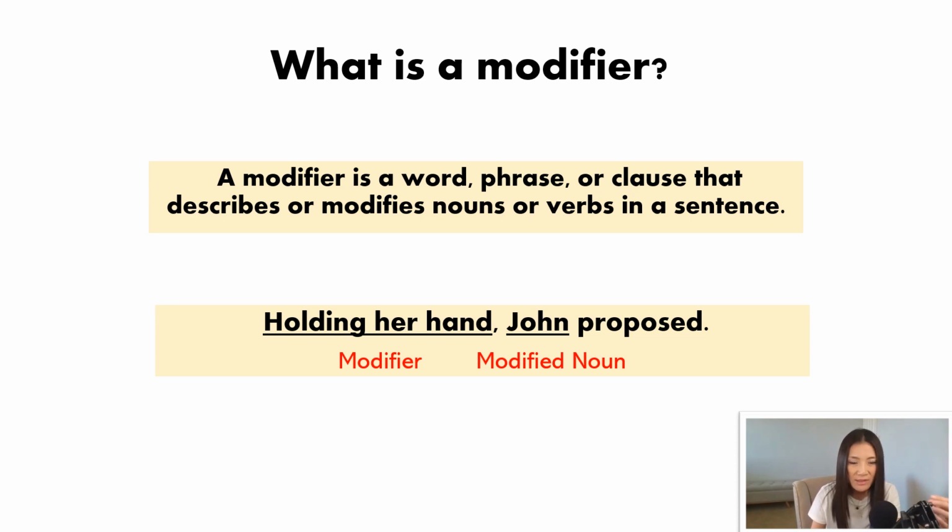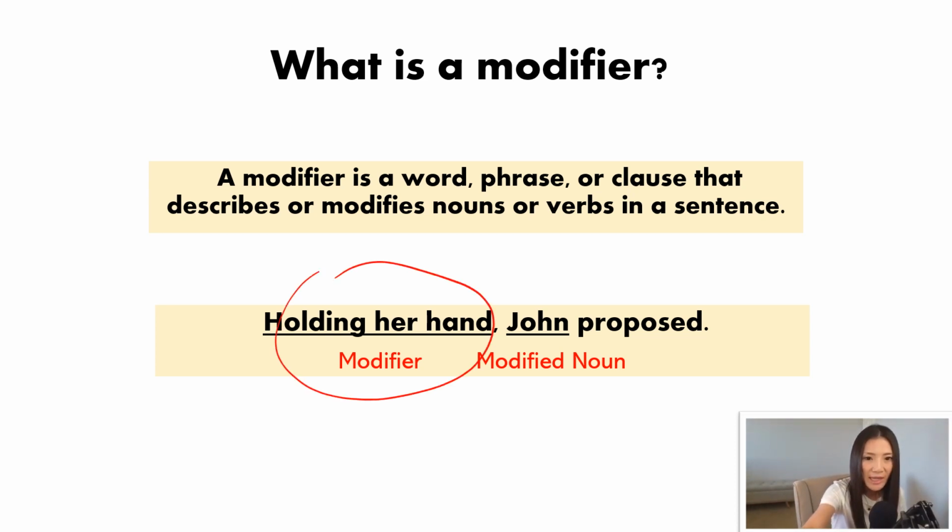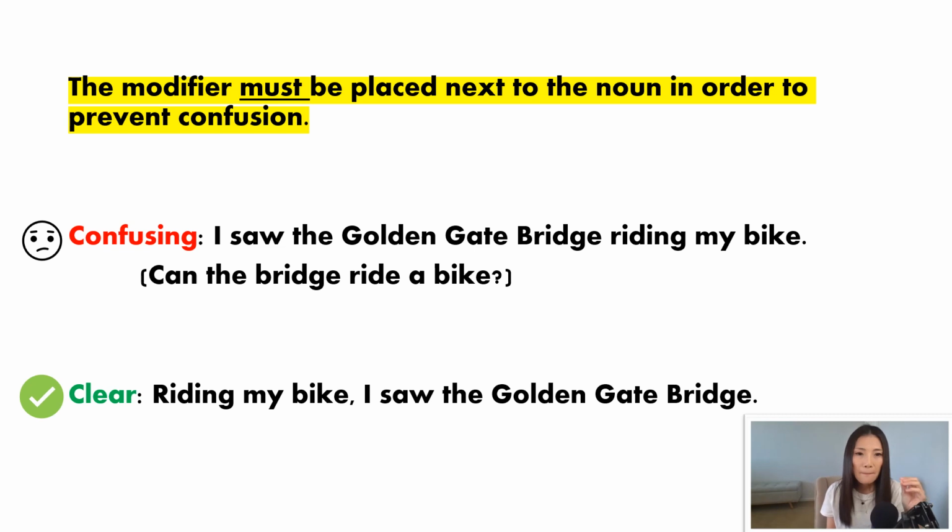So a modifier is a word, phrase, or clause, so it can be anything, that describes or modifies nouns or verbs in a sentence. So it's anything that just adds more information to a noun or verb in the sentence. For example, holding her hand, John proposed. So right here, this underlined portion, holding her hand, is just adding on to what John is doing as he proposed. So the modifier must be placed right next to the noun or verb in order to prevent confusion.